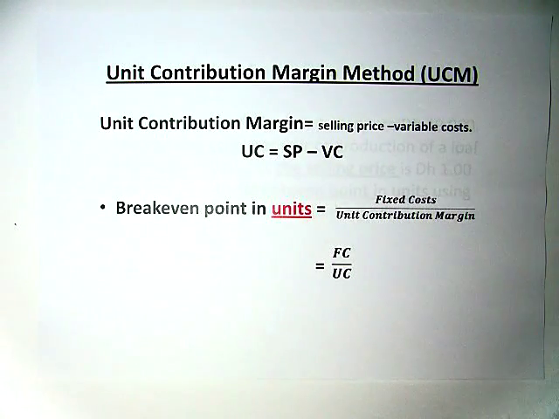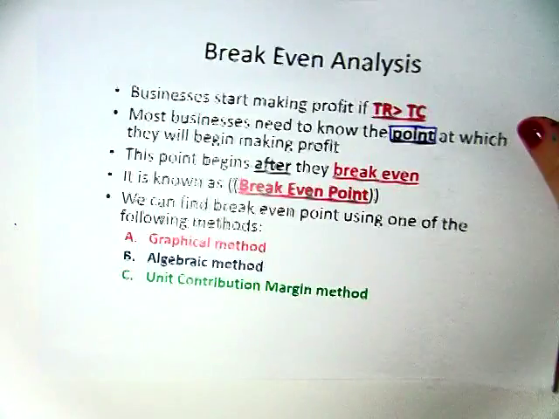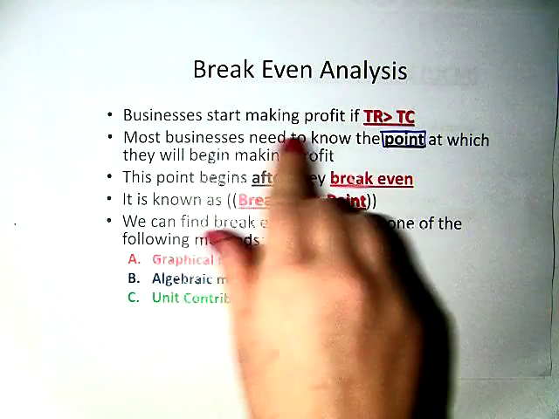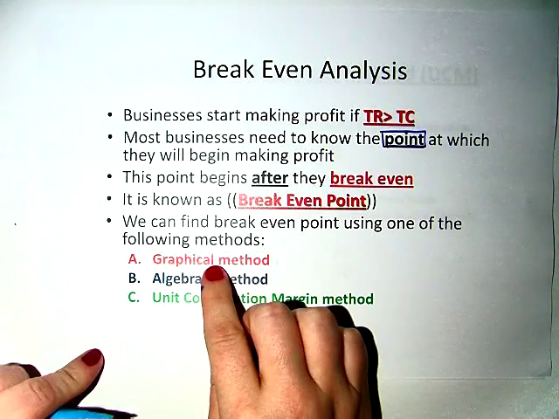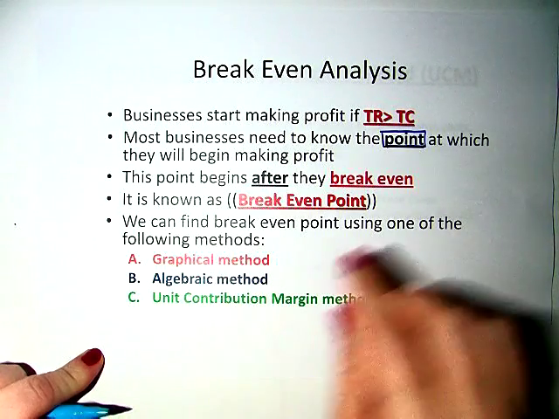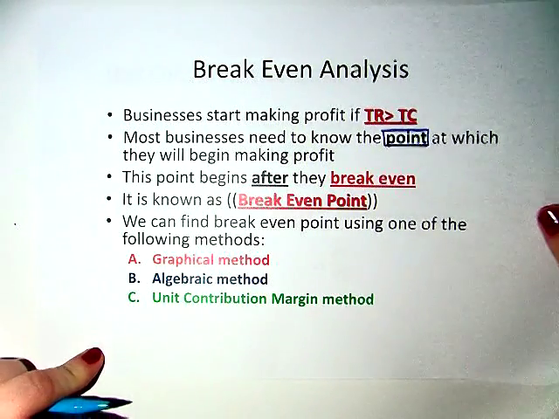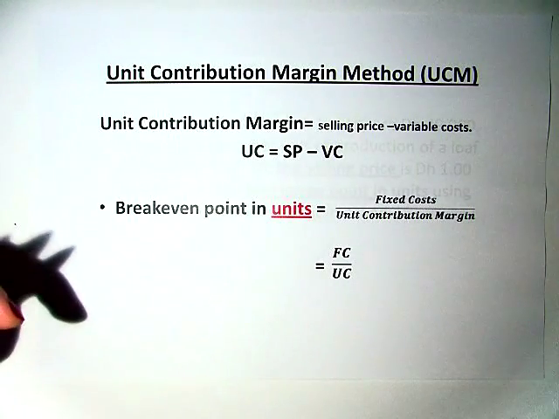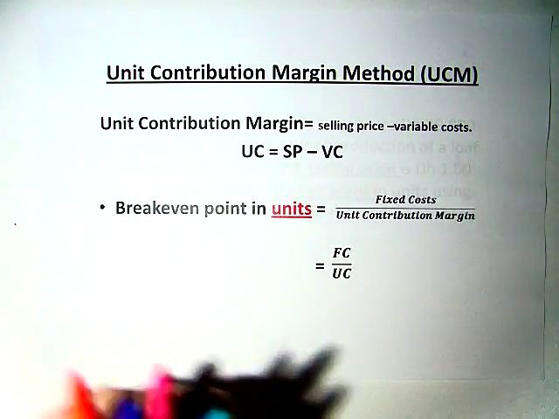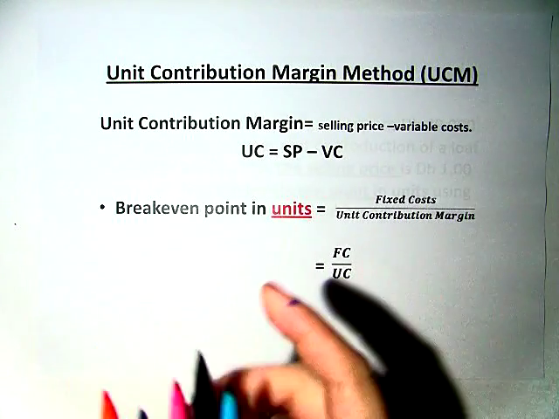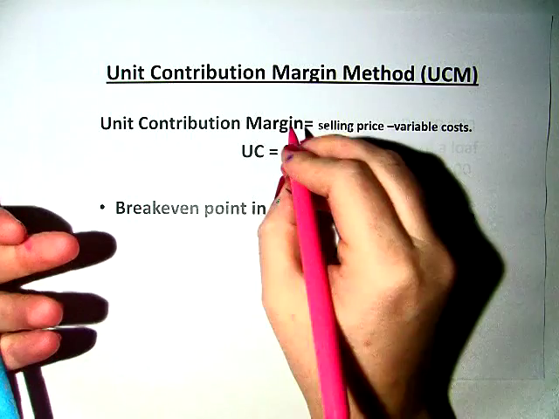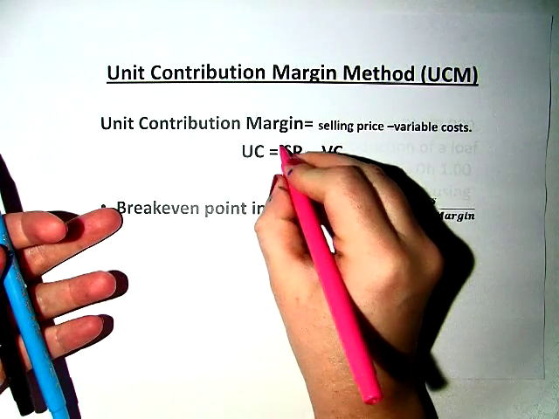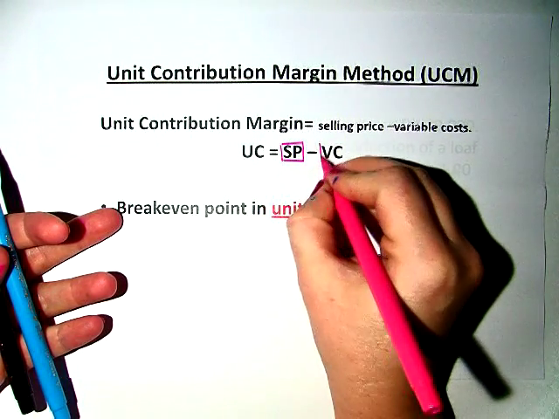Okay, the last thing we're going to look at is the break-even analysis. So here we have break-even analysis at the break-even point. We've done the graphical method, we've done the algebraic method, and now we're going to do the unit contribution margin method. In order to do the unit contribution margin method, you need to have the selling price and the variable costs. So remember, both of these are slopes, selling price and variable costs.